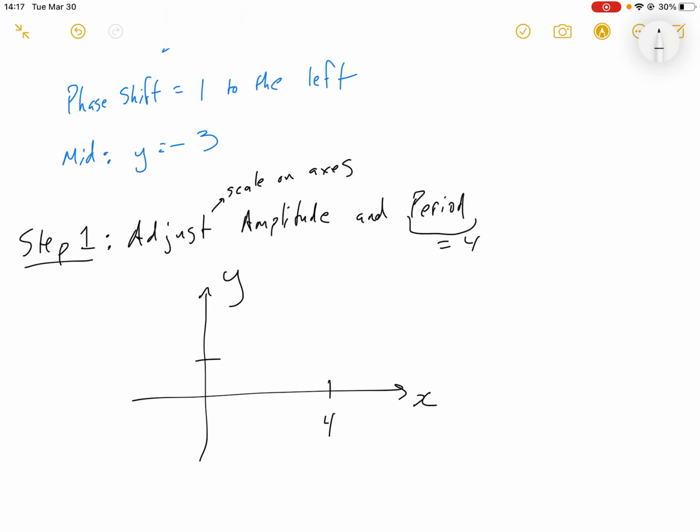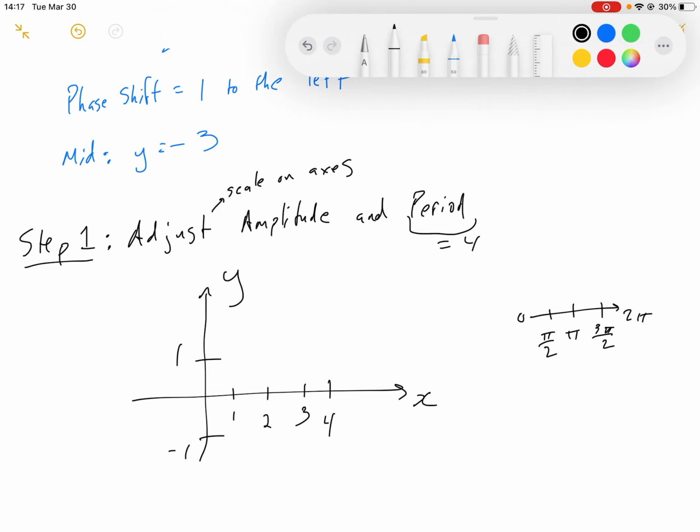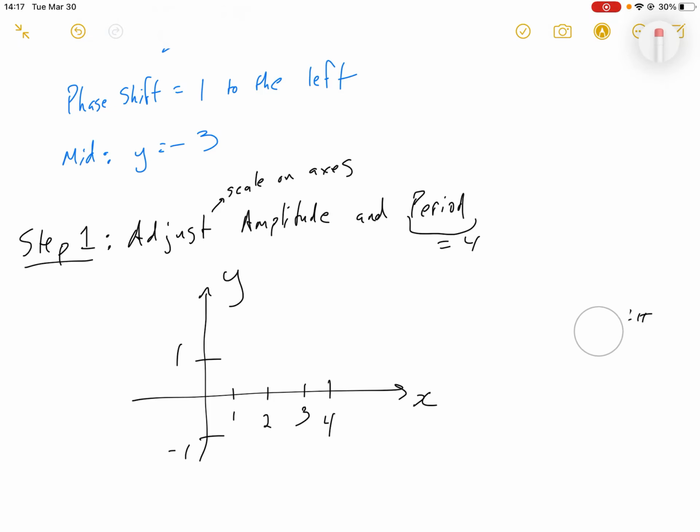The amplitude is 1, so I can just go up to 1 and down to -1 still. And then I'm going to break up this x-axis into equal parts, just like I did in the previous video where we had 2 pi, so I went from 0 to 2 pi, and then I broke that up. We're doing the exact same thing here, except that it's just 1, 2, 3, 4.